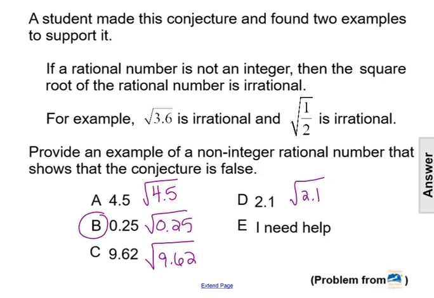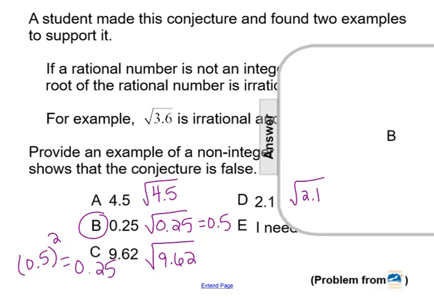The square root of 0.25 is equal to 0.5. If you do 0.5 squared, you get the answer of 0.25. You get that non-integer rational number. And now taking the square root of 0.25, you get a rational number of 0.5. So this is an example that's proving his conjecture is false. So that makes our answer choice B.